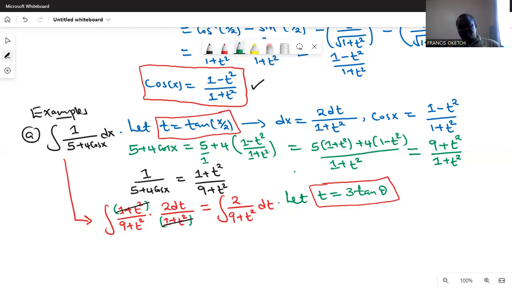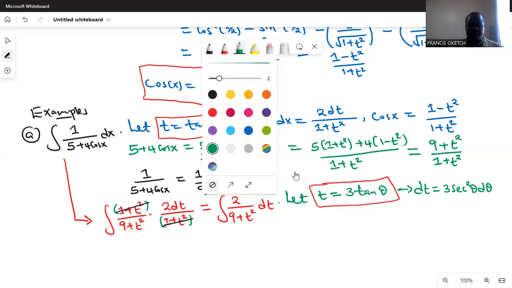What will be dt? When you differentiate t with respect to theta, it will give you 3 sec squared theta. Remember, it is dt over d theta. So when you cross multiply, you get dt equals 3 sec squared theta d theta. Or simply make dt the subject. So let me substitute that into our integral. I can choose another color.